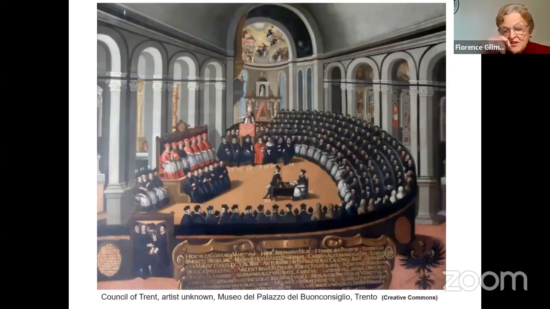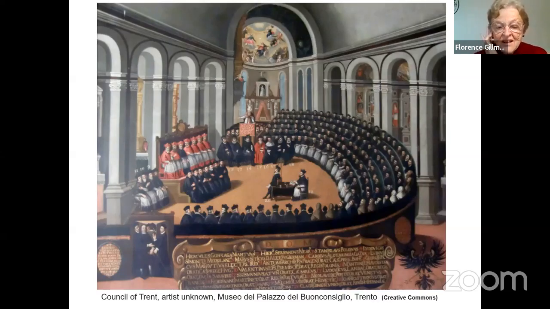So I found some interesting art of Trent, and that's what I'd like to end with. Like, what did the Council of Trent look like? And how should we envision it? And what could we say about it? We don't know the artist who did this. You often see this painting as the painting of the Council of Trent. Well, I'm not sure because I'll show you some alternatives.